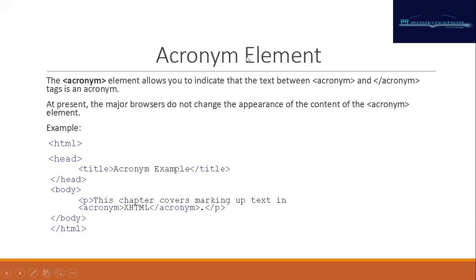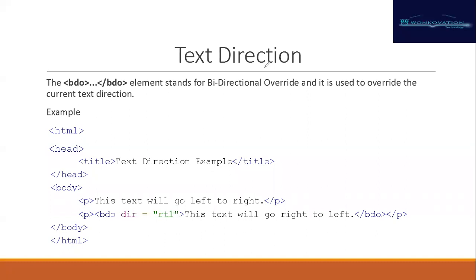So what is the difference between acronym and abbreviation? There is no difference, but some browsers do not support acronym. So in that case we will use abbreviation, ABBR. Moving further, there is text direction. We will use BDO. It stands for bidirectional override, and it is used to override the current text direction.